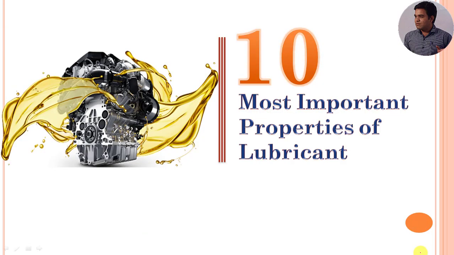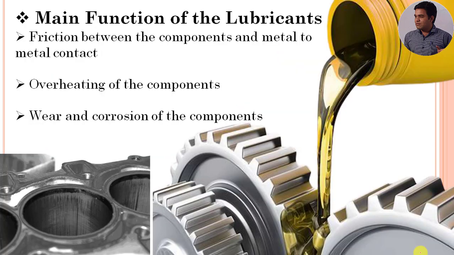Hi friends, in this video I'm going to discuss the 10 most important properties of lubricants. First, we need to understand the main function of the lubricants utilized in the engine. The lubricant reduces the friction between the components and the metal-to-metal contacts in the engine. It also reduces the overheating of the components and reduces the wear and corrosion of the components. These three conditions must be fulfilled by any lubricant which is utilized for moving parts.